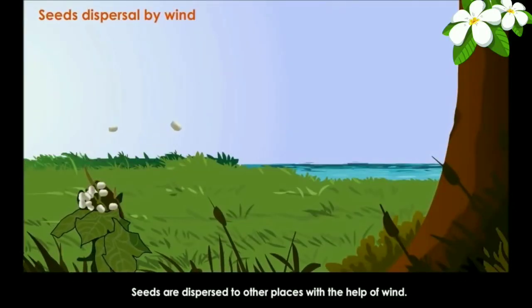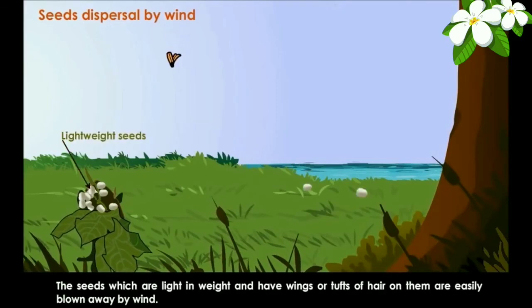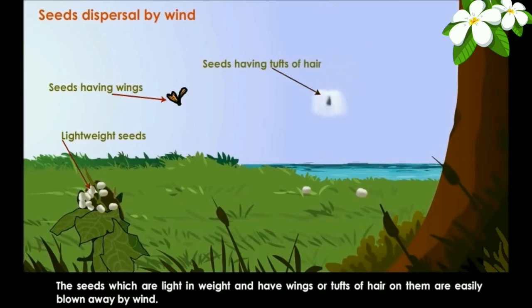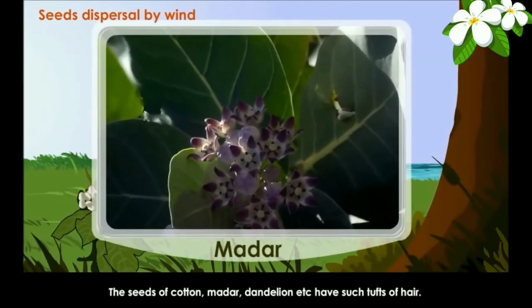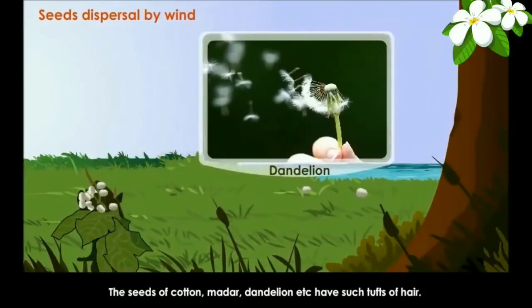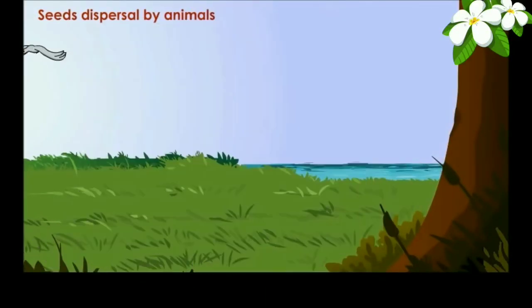Seeds are dispersed to other places with the help of wind. The seeds which are light in weight and have wings or tufts of hair on them are easily blown away by the wind. The seeds of cotton and dandelion, etc. have such tufts of hair on them.